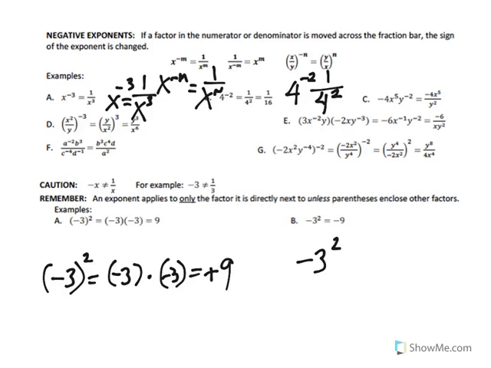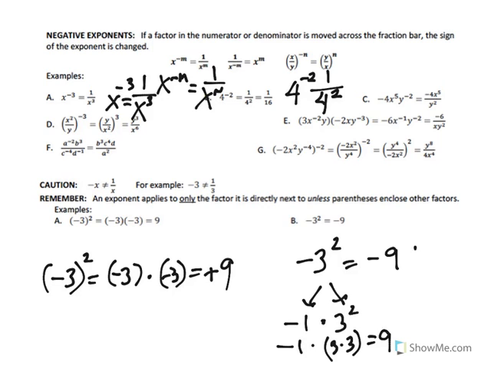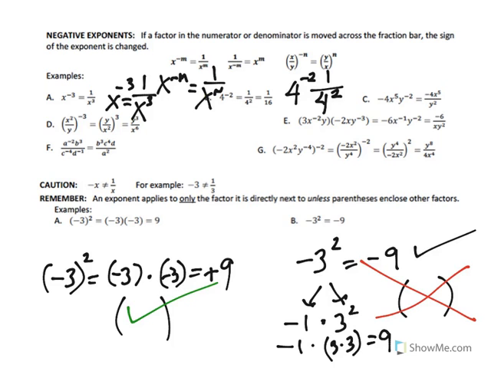What if I had negative 3 squared and it was not in parentheses though? This is basically saying I have negative 1 times 3 to the second power. This becomes 3 times 3, which is 9, times negative 1, and I get negative 9. So this answer will be negative because there are no parentheses, and this answer will be positive because there are parentheses.